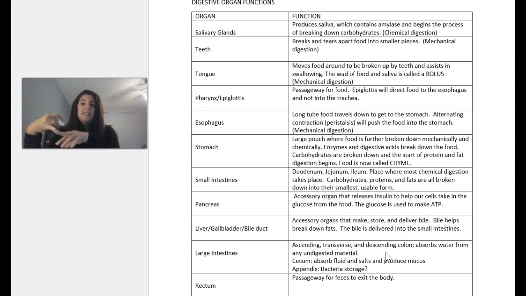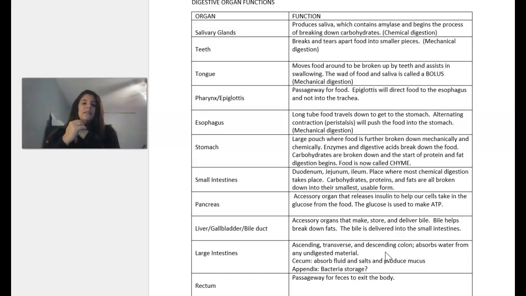If your large intestines are not working properly and they don't absorb water, that's when you end up with diarrhea, because you get all this watery feces since your large intestines are not absorbing the water out of that undigested material like they should. Vice versa, if it's absorbing too much, that can be constipation, making your stools or your feces really hard.